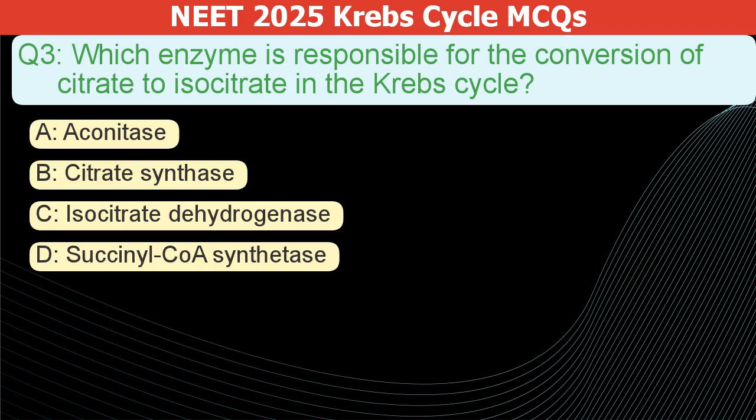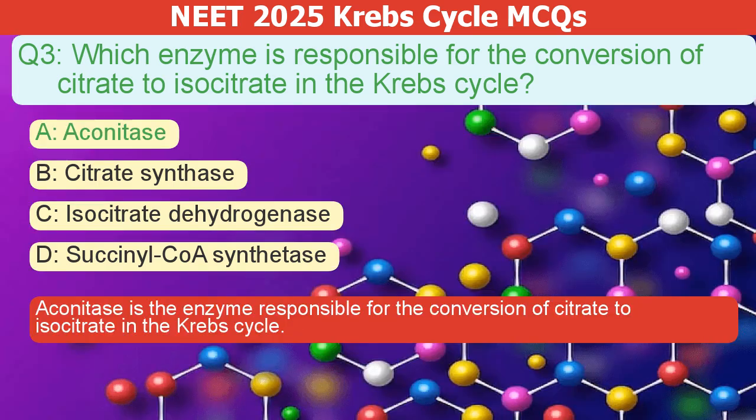Which enzyme converts citrate to isocitrate in the Krebs cycle? A. Aconitase. B. Citrate synthase. C. Isocitrate dehydrogenase. D. Succinyl-CoA synthetase. The correct answer is A. Aconitase is the enzyme responsible for converting citrate to isocitrate in the Krebs cycle.